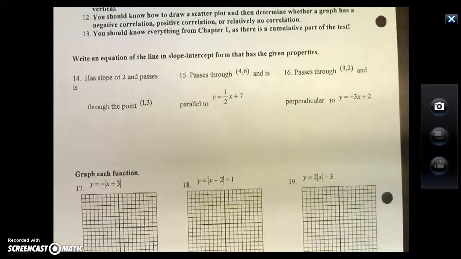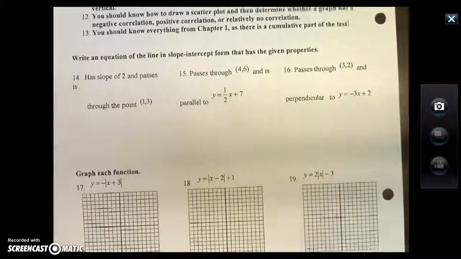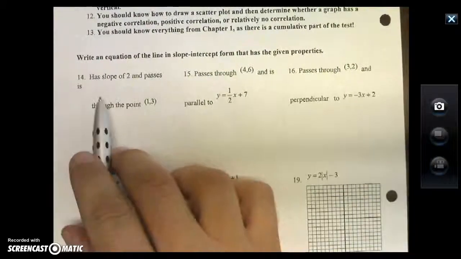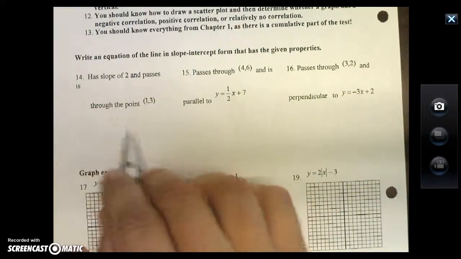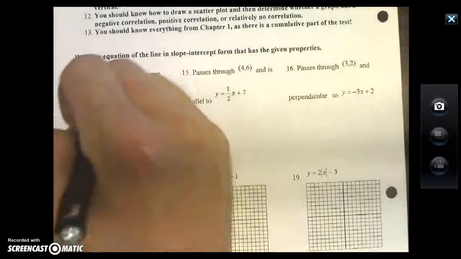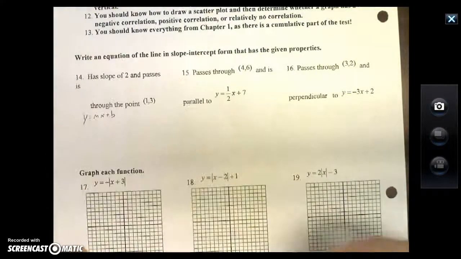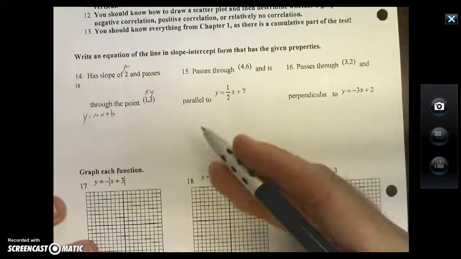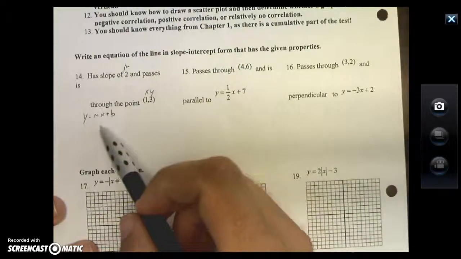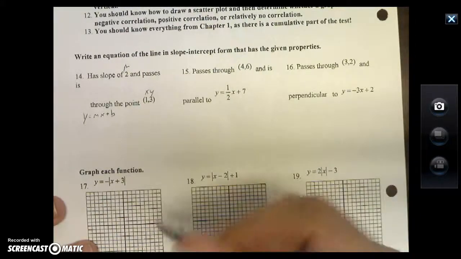Here we go, 14 through 16. Write an equation of a line in slope-intercept form that has the given properties. Has slope of 2 and passes through the point (1, 3). Here's our slope-intercept form, y = mx + b. Slope is m. This is an x and a y. We're going to plug everything in, find our y-intercept, then make an equation up.